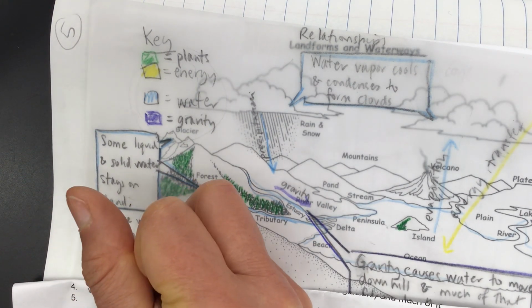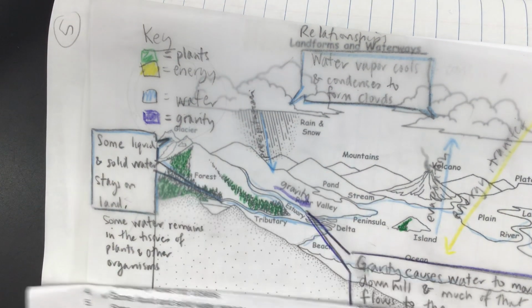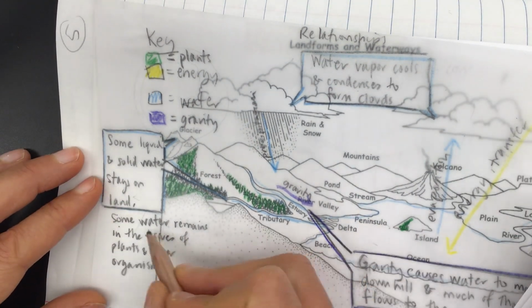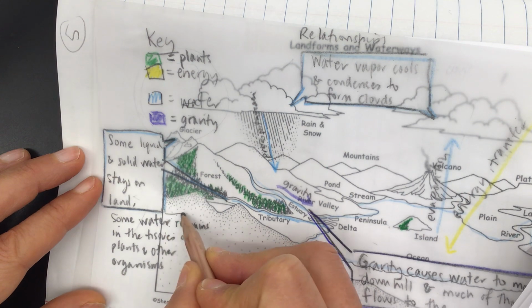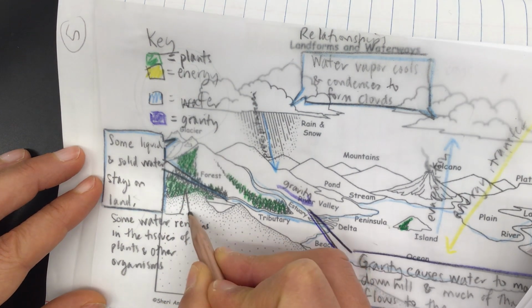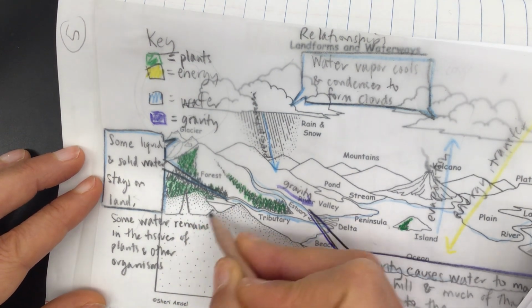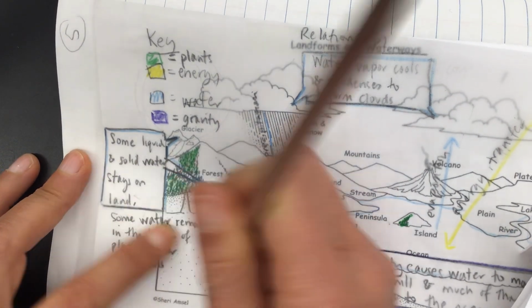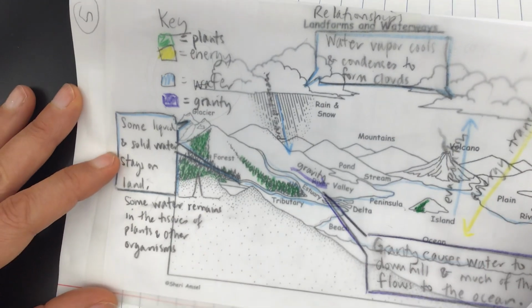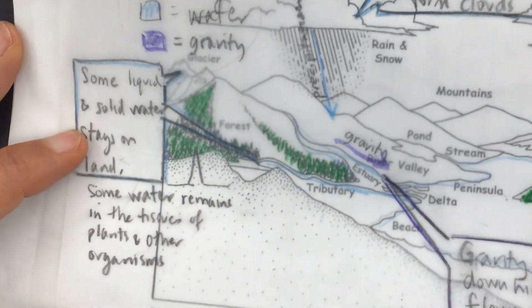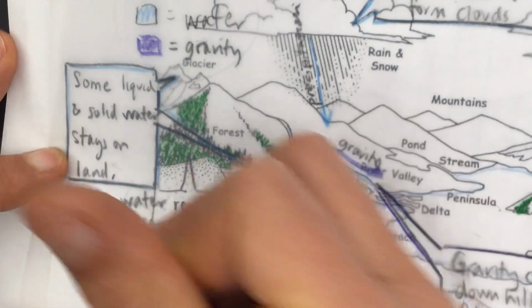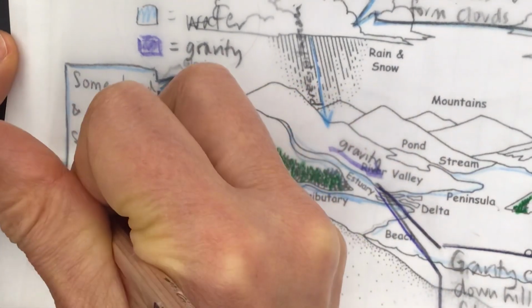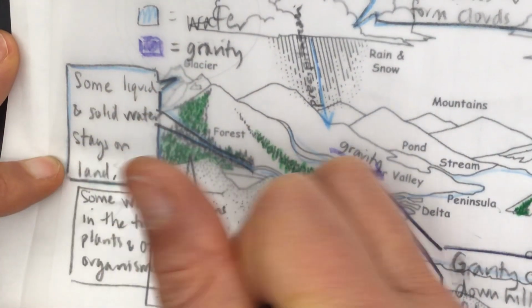Call-outs to all 3 of the forests, I guess? You don't need to, you could. I'm gonna just do it maybe just to one. I mean, I could do it to another one, but if I start doing it to both, you see I'm gonna start getting crossovers of my call-outs. Some water remains in the tissue of plants and other organisms. Can we highlight that, call out in green? Uh-huh.